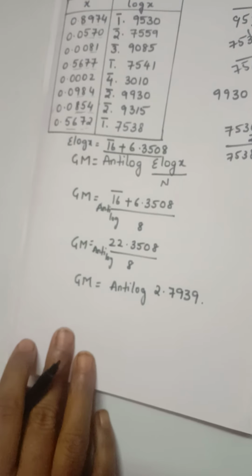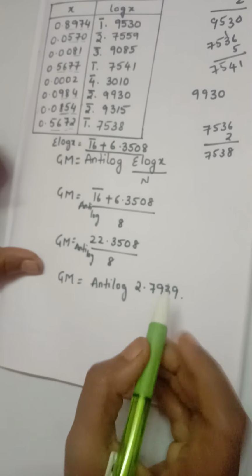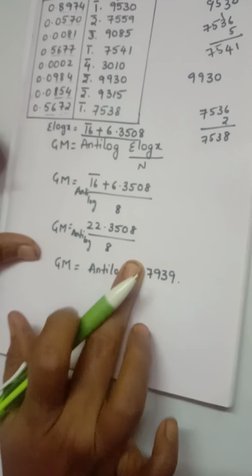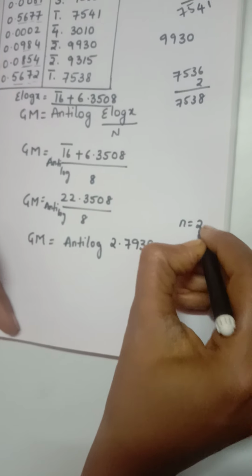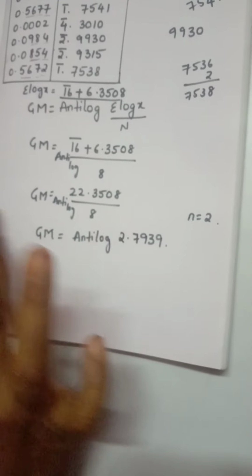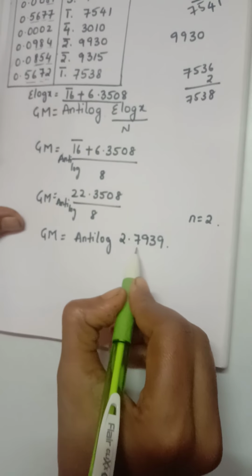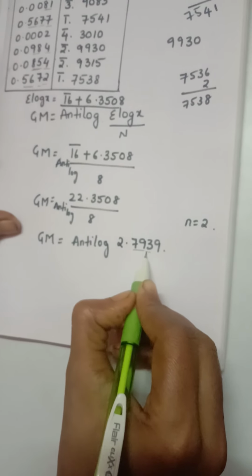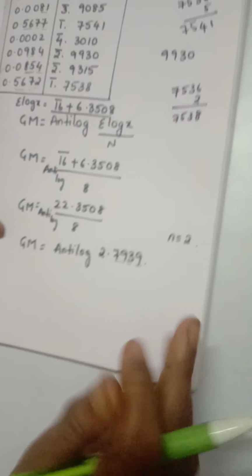So how do you refer to the antilog value? We should not consider this value, it is the n value. What is the value here? n is equal to 2. So we have to consider only the decimal values in the antilog table. Okay, so how to read it? 79 at 3, mean difference 9. 79 at 3, mean difference 9.